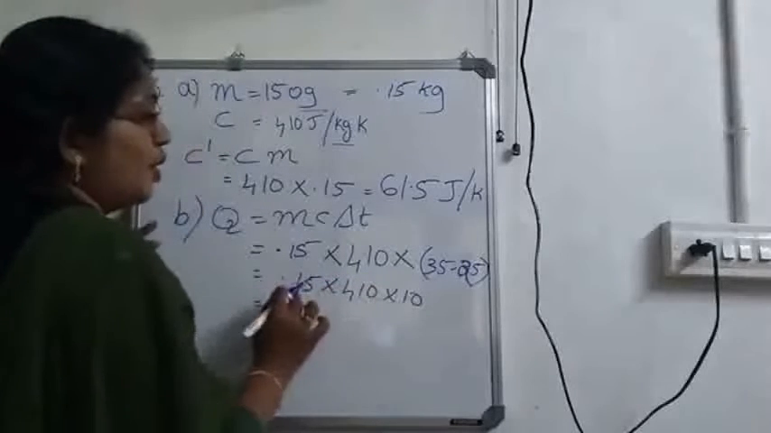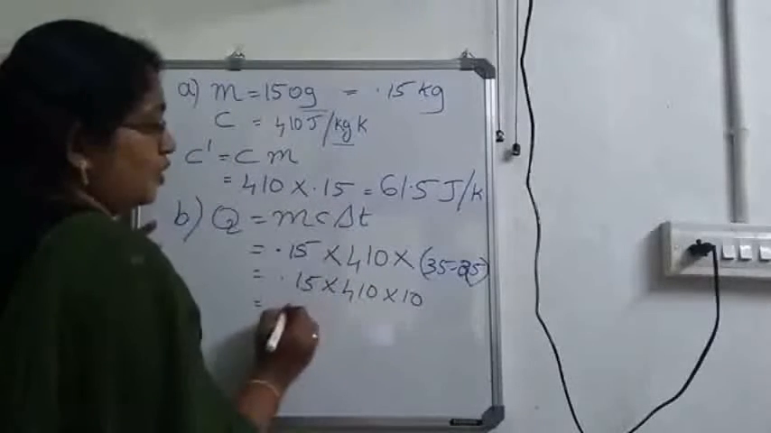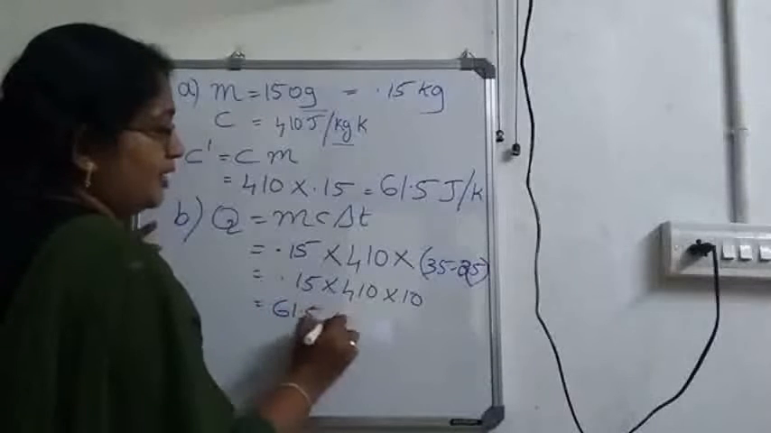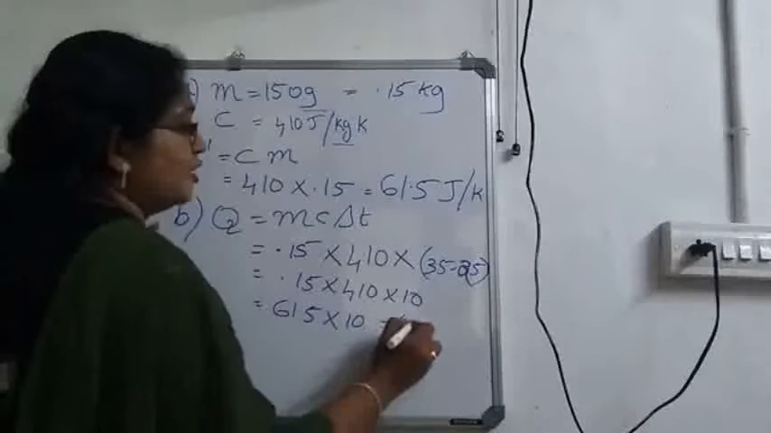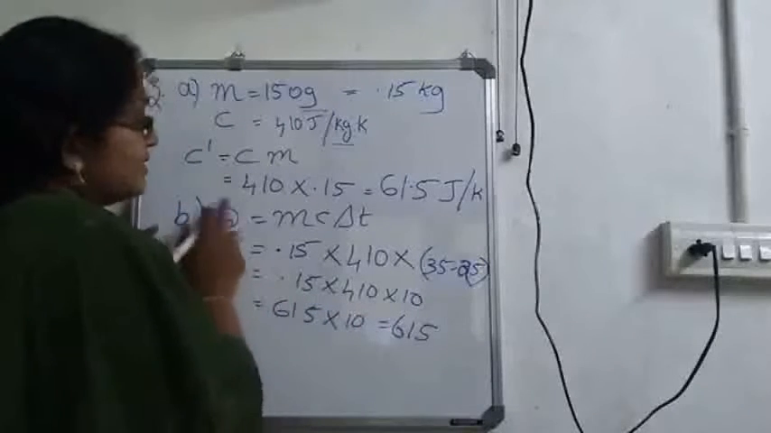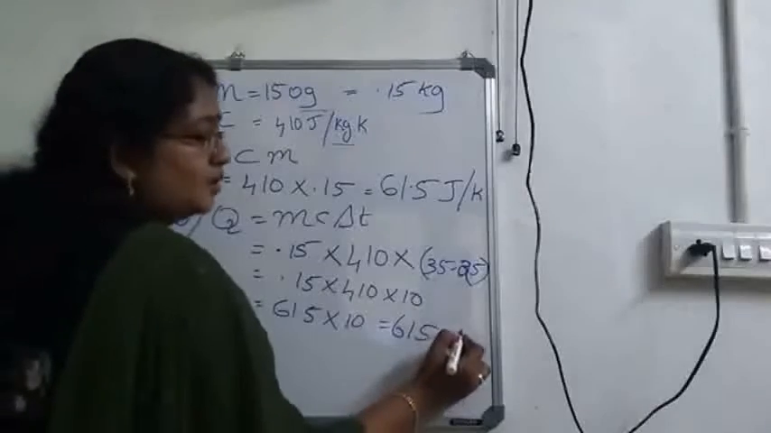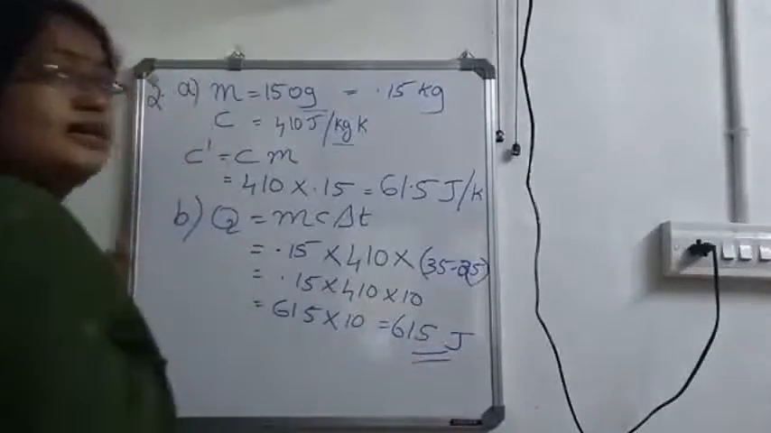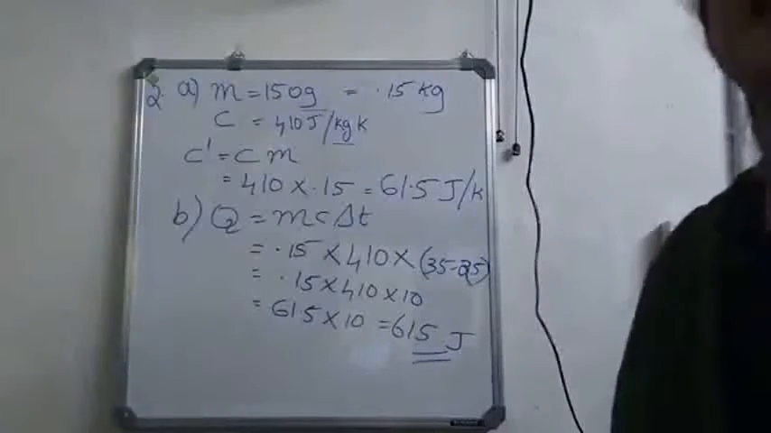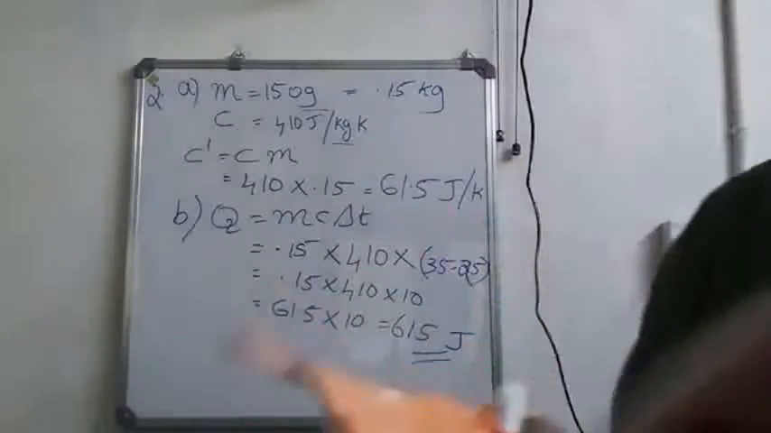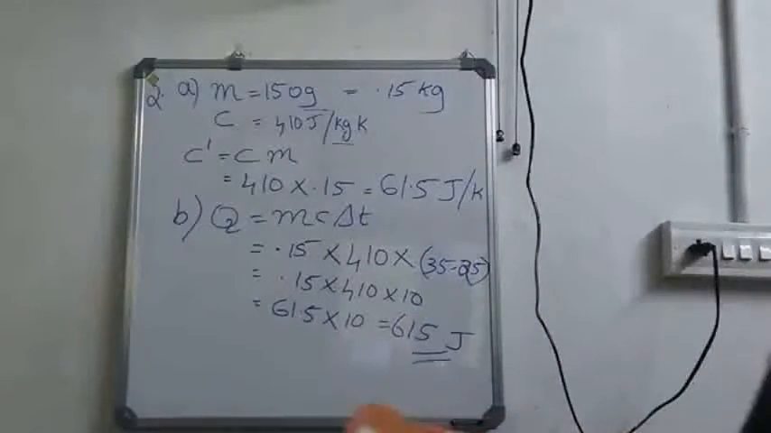10. 0.15 into 410, we already have as 61.5. This into 10 is equal to 615. Since it is heat, Q, what will be the unit? It is joule. So 615 joule is our answer. Now we will move to question number 3.